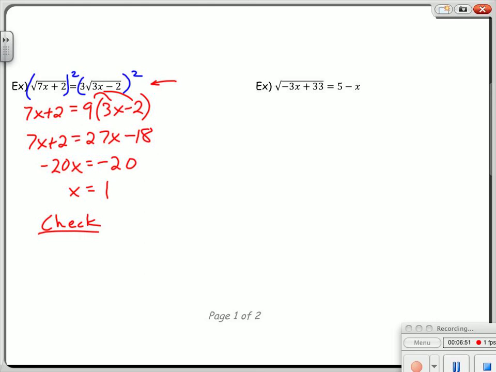Substitute the 1 back into the original problem that I'm pointing to with the red arrow. So the square root of 7 times 1 plus 2. I want to know if that is equal to 3 times the square root of 3 times 1 minus 2. On the left-hand side, I have the square root of 9, which is 3. On the right-hand side, my radicand is 3 minus 2, or the square root of 1. And we have equality. Therefore, our solution in solution set notation is {1}.